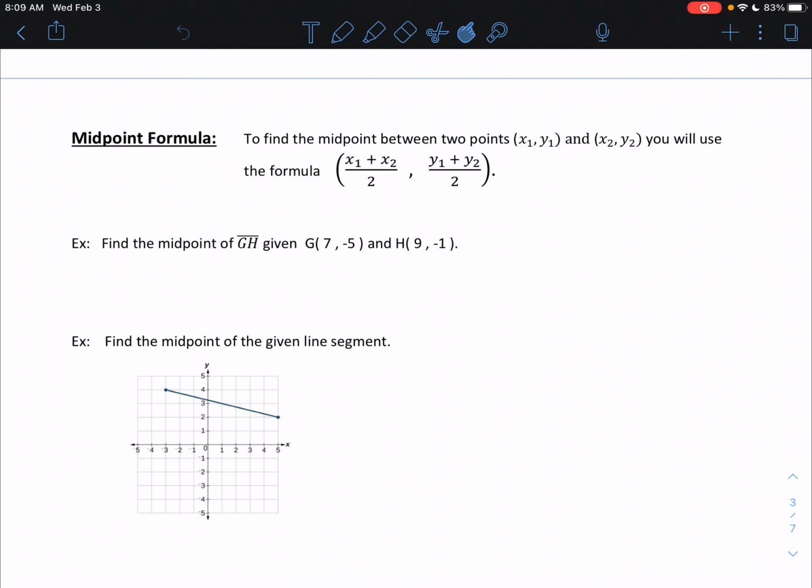Good morning, geometry. So today what we're going to be doing is learning the midpoint and distance formulas. I know that we did a lot of vocab on Friday. Today we're doing the second part of the notes, which is the midpoint formula and the distance formula. The midpoint formula is going to be a lot easier than the distance formula, but both of them are going to continue to come up all throughout the year.